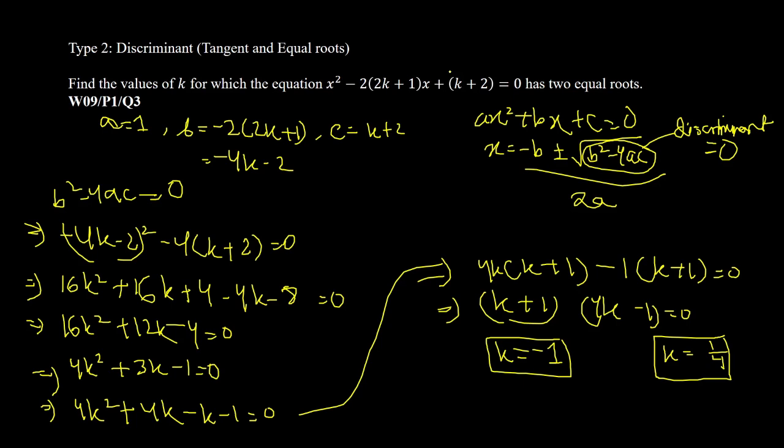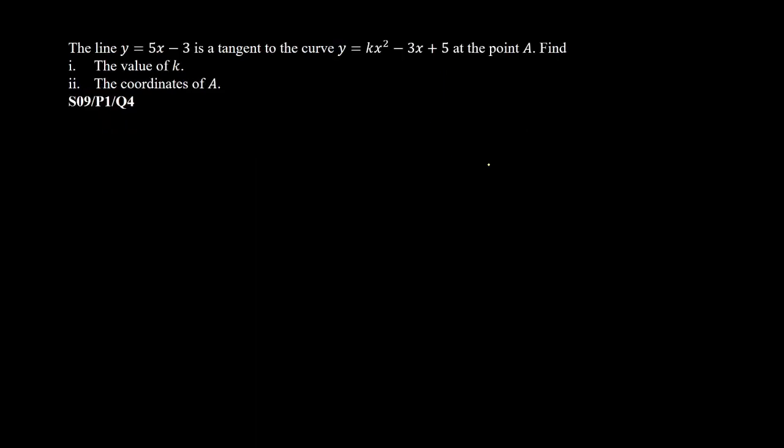Okay, so this is actually quite interesting. However, let's say we have a situation now which is this thing. It is quite lengthy, and this is where we'll actually check this thing. So the line y equals to 5x minus 3 is a tangent of the curve this one at the point A. Find the value of k. So if this is a tangent to this one, then obviously the value is obviously going to be b square minus 4ac is equal to 0.